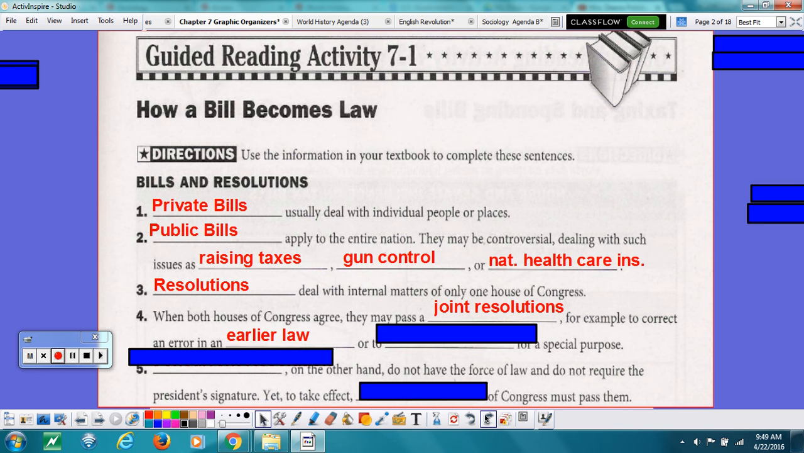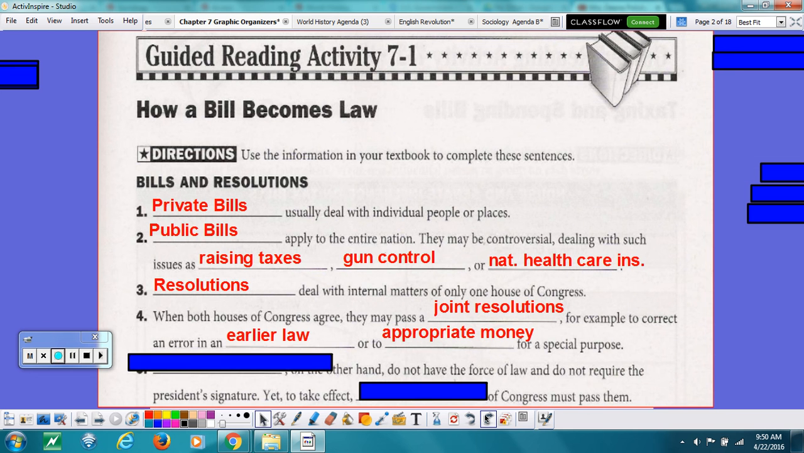And usually this is used to correct any kind of error in a law, or if there's a special need that comes up to appropriate some money. So an example of that would be if there was a natural disaster and there was a need to send money to a part of the country that had received some damage and needs relief, that you could do that very quickly. There's also what they call a concurrent resolution.